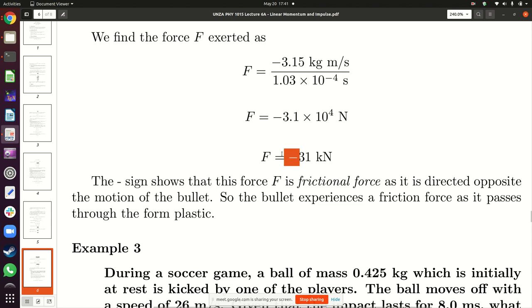So the first thing you notice is the negative sign. This negative sign is telling you that the force which is causing the bullet to slow down is acting in a direction which is opposite the motion of the bullet. So the bullet is going one way, and this force which is causing the bullet to slow down is acting in the opposite direction. And of course, 31 kilonewtons is telling you that this is a sizable amount of force which is present. So as the bullet is passing through the plastic, there is a friction force which opposes the motion of the bullet. And as this opposition by the friction force results in the bullet reducing its velocity, the bullet loses motion, as you can see from the minus in the delta P. This opposition offered by the friction force causes the bullet to lose motion as it's passing through the plastic.